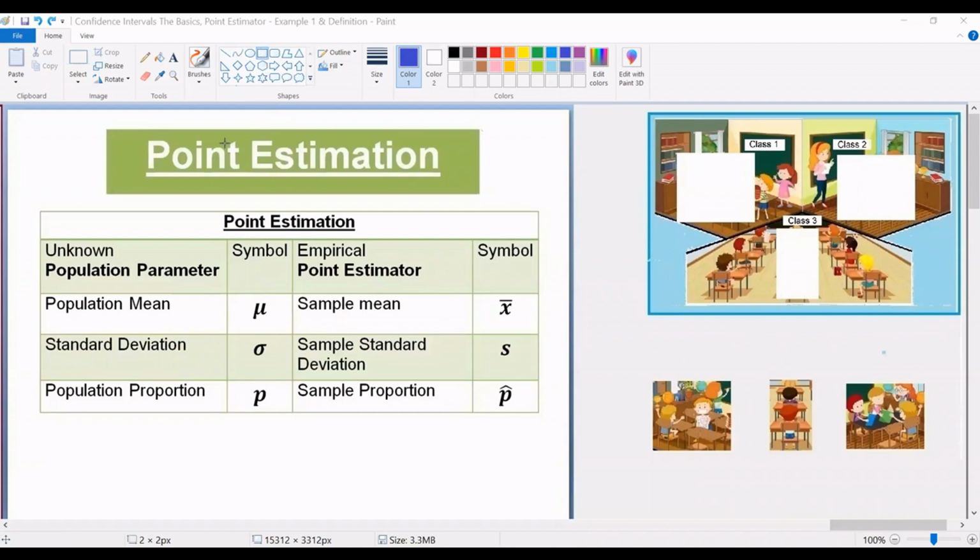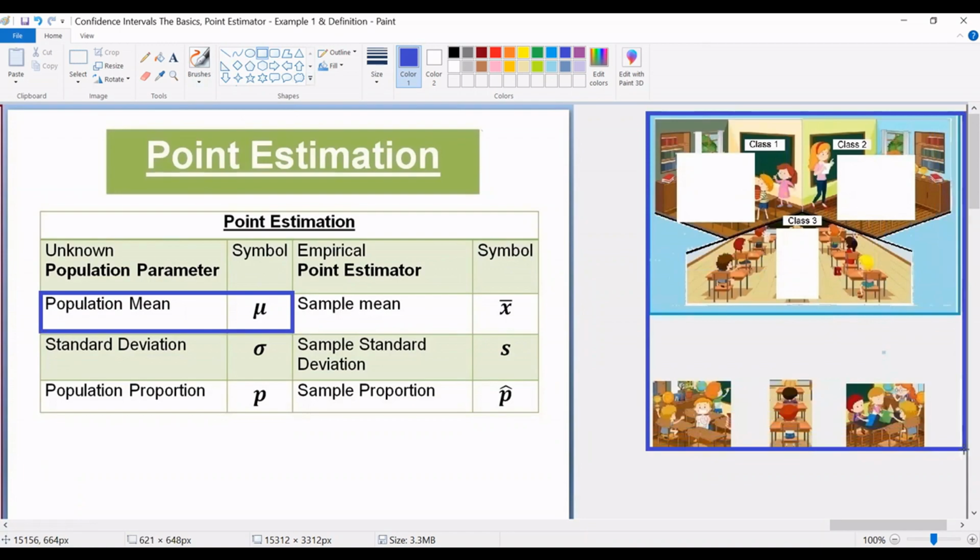Here's a table of common population parameters and point estimators. In our first example, we were focusing on averages. So the population represents the total of the 3 classes. And if we were to find the average of the total of our 3 classes, this will represent our mu value, the mean of our entire population.